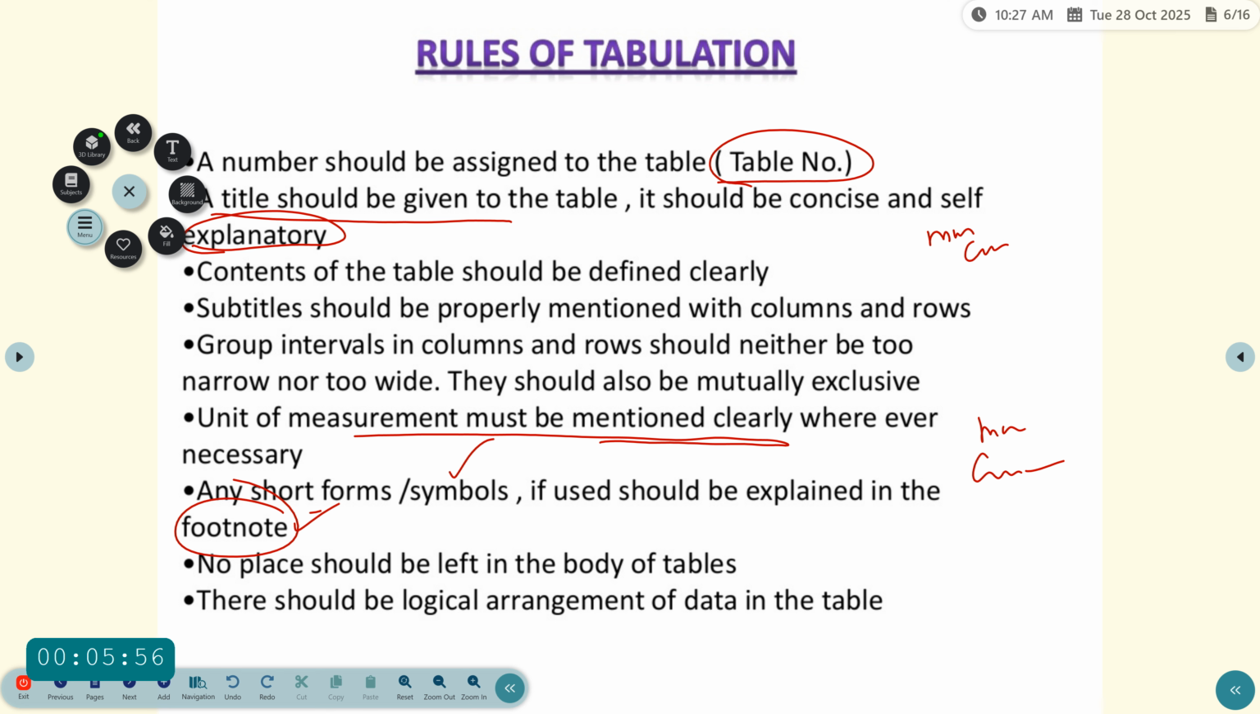No place should be left blank in the body of the table. That should be the information. There should be a logical arrangement of data in the table.